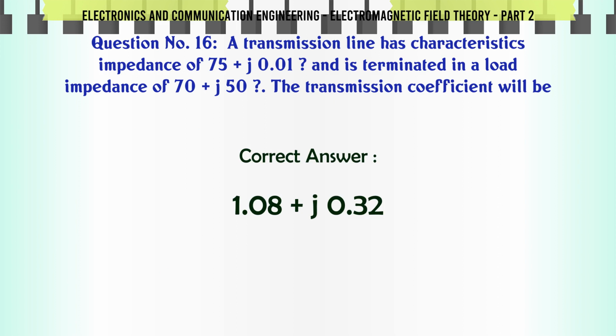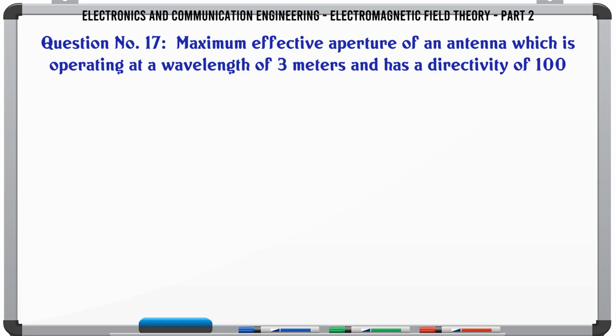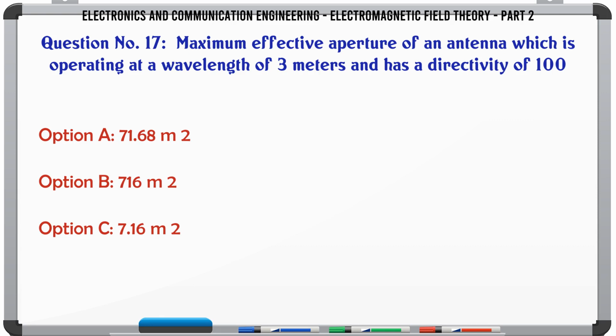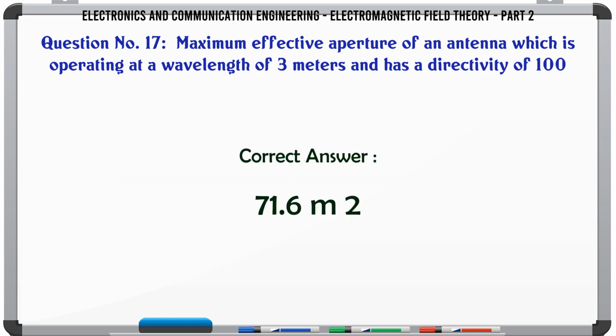Maximum effective aperture of an antenna which is operating at a wavelength of 3 meters and has a directivity of 100. A. 71.68 m², B. 716 m², C. 7.16 m², D. 71.6 m². The correct answer is 71.6 m².